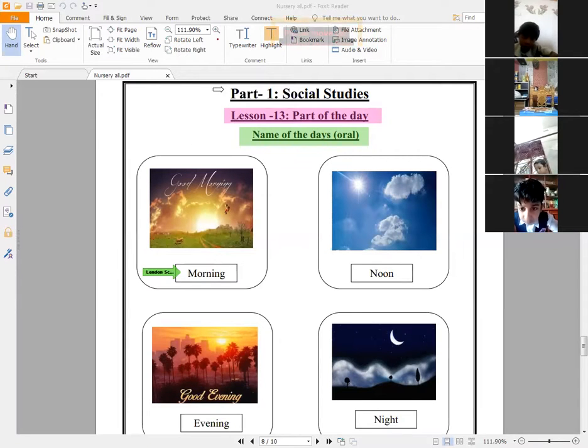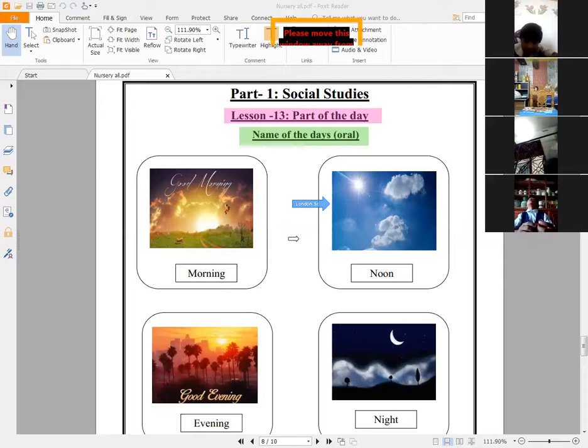M-O-R-N-I-N-G. Very good. Now read it again. M-O-R-N-I-N-G. Morning. Very good. This is noon. N-O-O-N. Noon. And this is noon, with a double O.